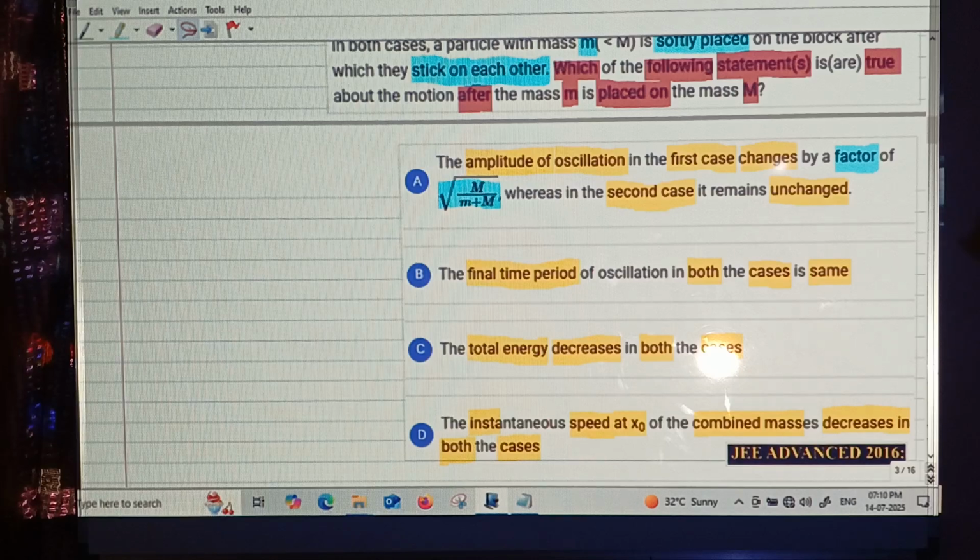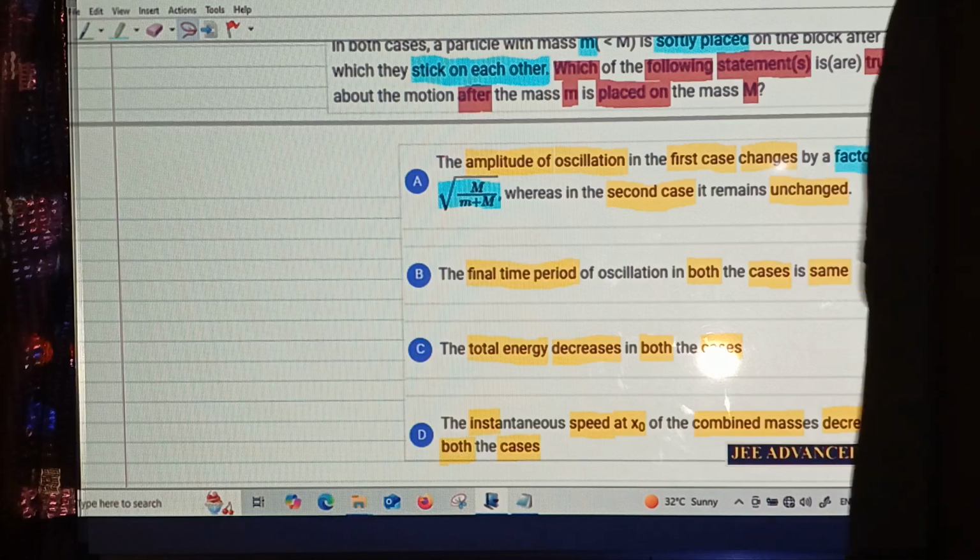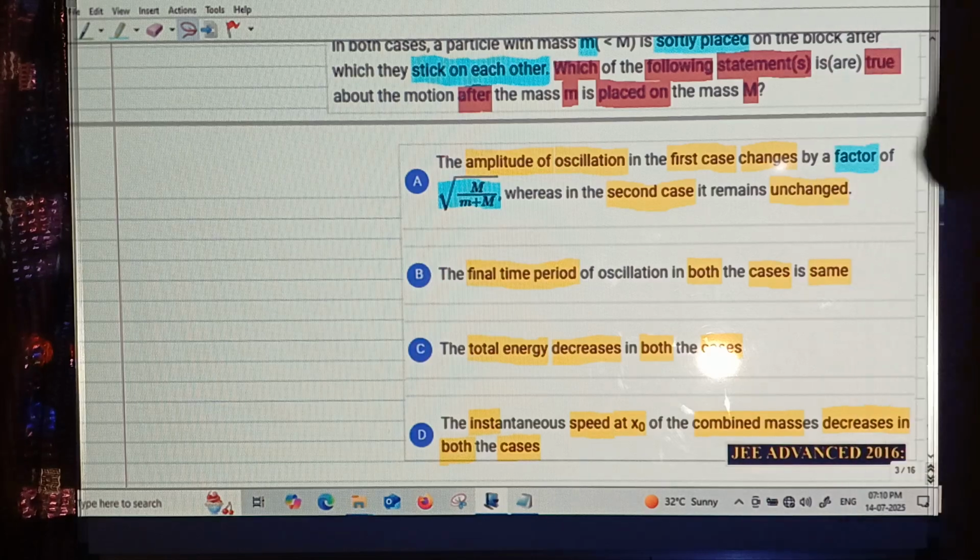So it's a multiple choice question, more than one is correct. So you have to check all these options individually. You can pause and try this question.